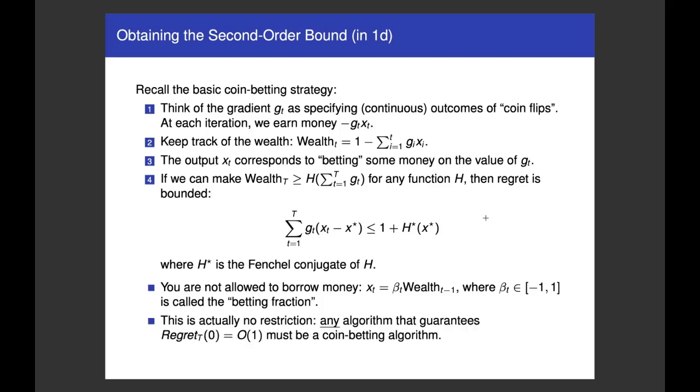This seems like it might be some restricted special class of algorithms, but it's actually not. It turns out that it's just a different way of looking at algorithms. Any algorithm that's going to guarantee constant regret with respect to the origin here actually has to have the form of a betting algorithm. It's just that for other algorithms that are not explicitly written as betting algorithms, it's not clear from the pseudocode what the betting fractions beta will be, but nevertheless, they have to exist.